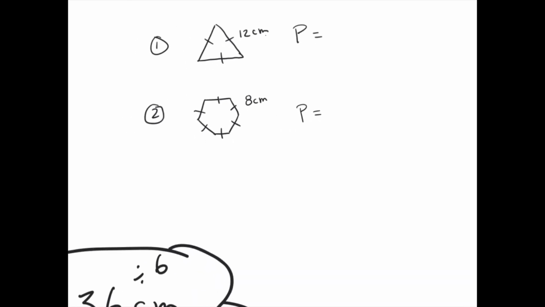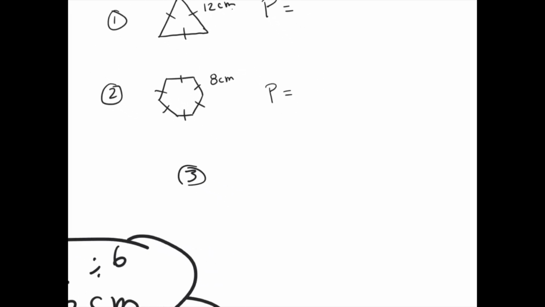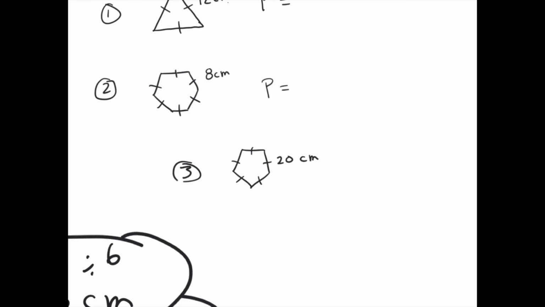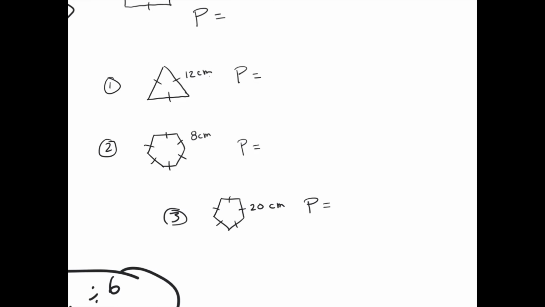And finally, number 3. This time you've got, let's do a pentagon, so a 5-sided shape with side lengths of 20 centimeters. The perimeter is what? Again, pause the video if you need to work those out.